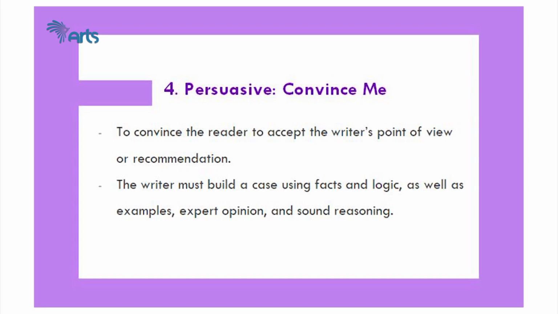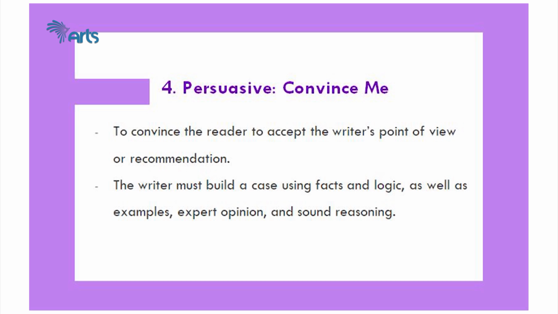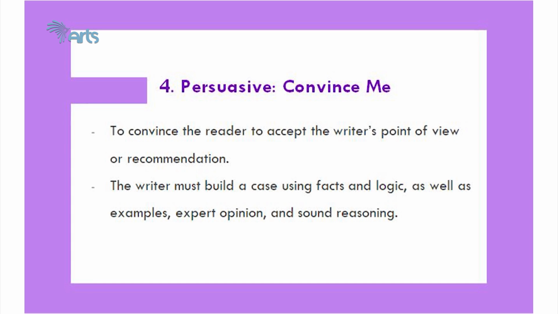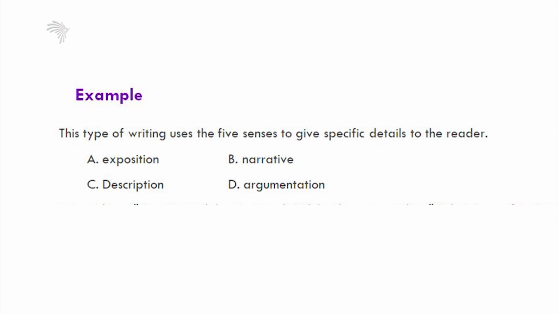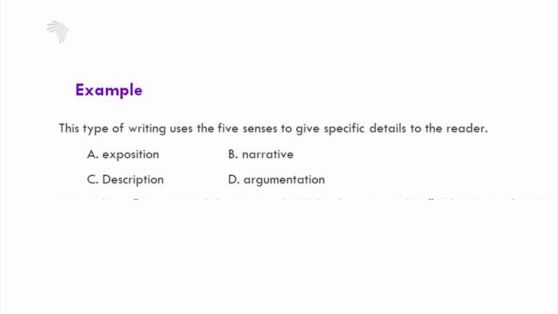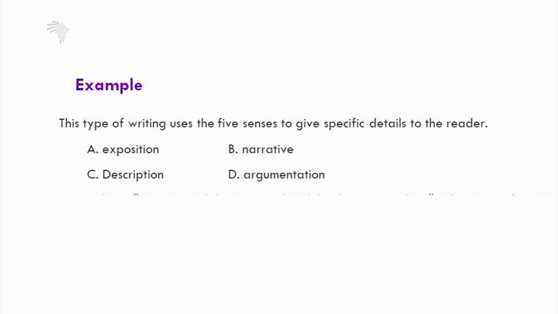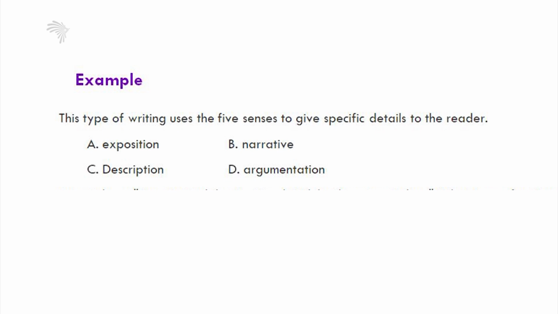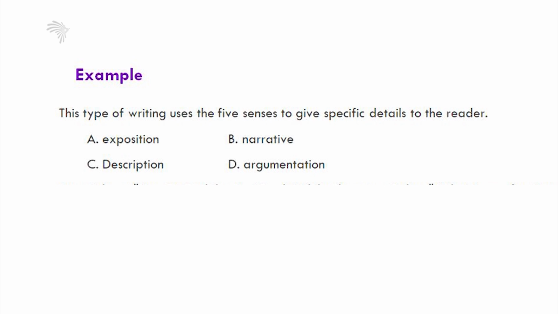Okay, now let's take an example question that might appear on the national exam. This is just an example, but most questions revolve around this. This type of writing uses the 5 senses to give specific details to the reader. Now think of senses. Which one uses senses? Especially the 5 senses, the seeing, the imagining and everything. In this case we said that descriptive tries to paint a picture. That is the closest to the 5 senses, so C would be the right answer.